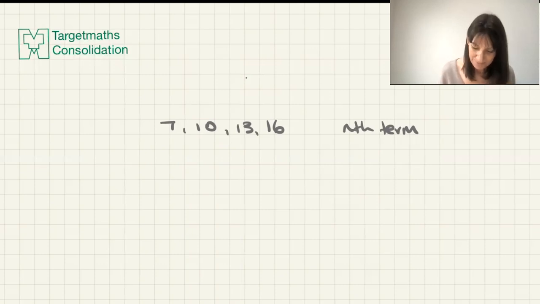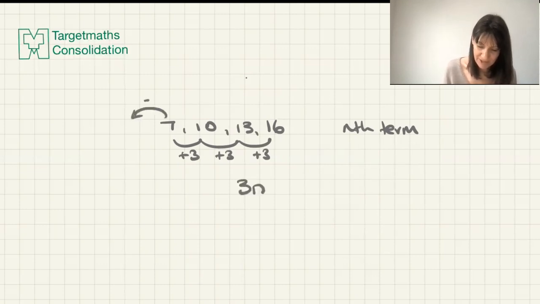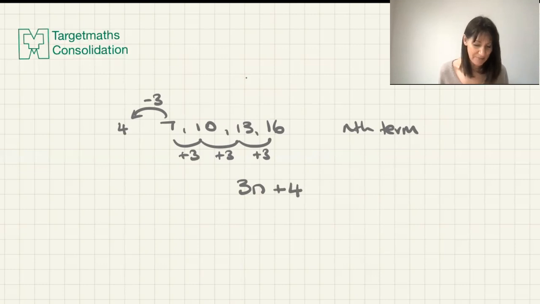All right. So I can see that this is going up in 3s. It's going up in 3s every time, which I need to identify. I need to be sure of that. So I've got 3n. Now I'm going to go in the opposite direction. 7 take 3 is 4. 4 is a positive number. So 3n plus 4 is my answer. So well done if you got that right.